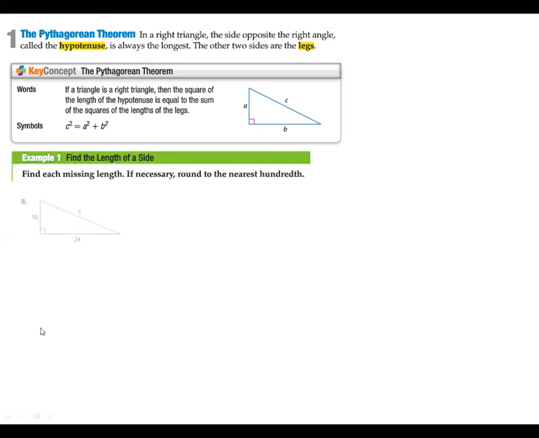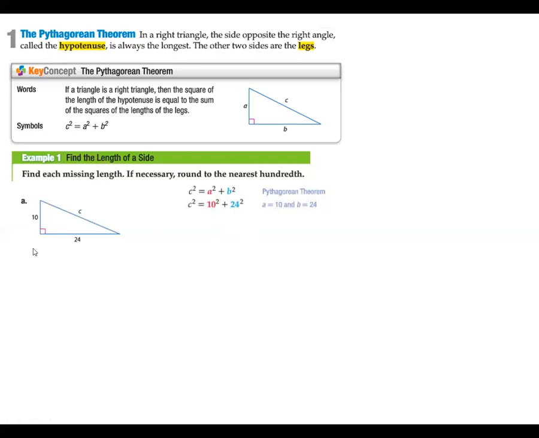So if I know two sides, the two legs of this triangle, 10 and 24, and I want to figure out the hypotenuse, I use the Pythagorean theorem and plug in what I know. In the Pythagorean theorem, the c is always, always, always the hypotenuse, the longest side. And it's always what the other two are squared and added up and equal to, okay? So the 10 and 24 would go in for a and b.